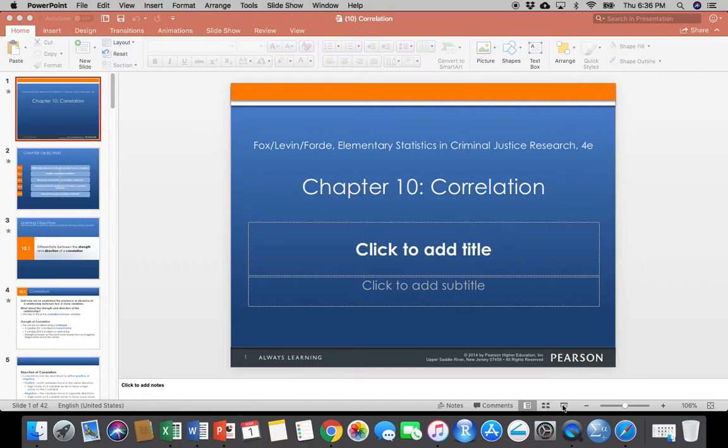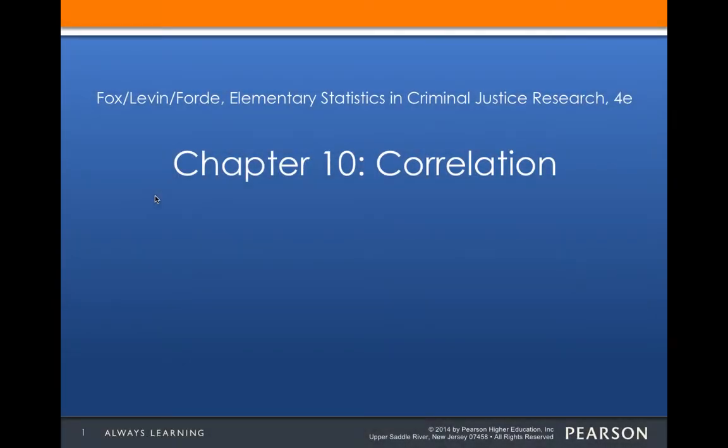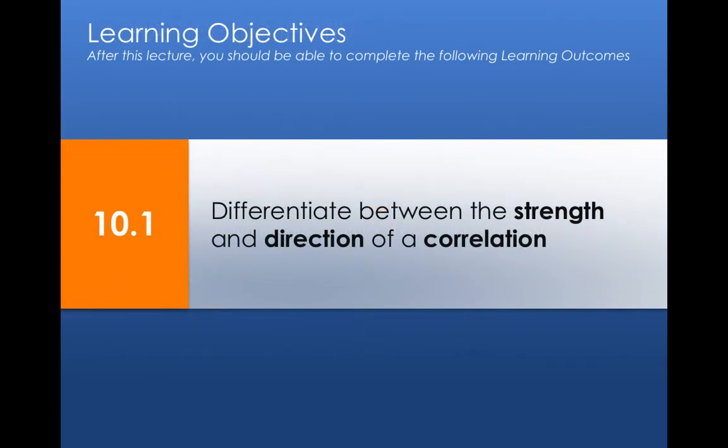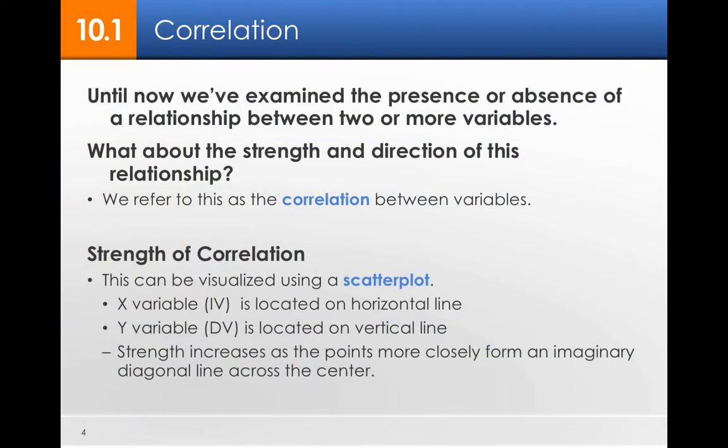All right, in chapter 10, we're going to talk about correlation. One thing we want to think about in terms of correlation is that correlation tells us both the strength and the direction of a relationship. Up until this point, we've been looking at the presence or absence of a relationship between two variables. We can find out that there's a significant relationship, but we also want to know how strong it is and which direction it is.